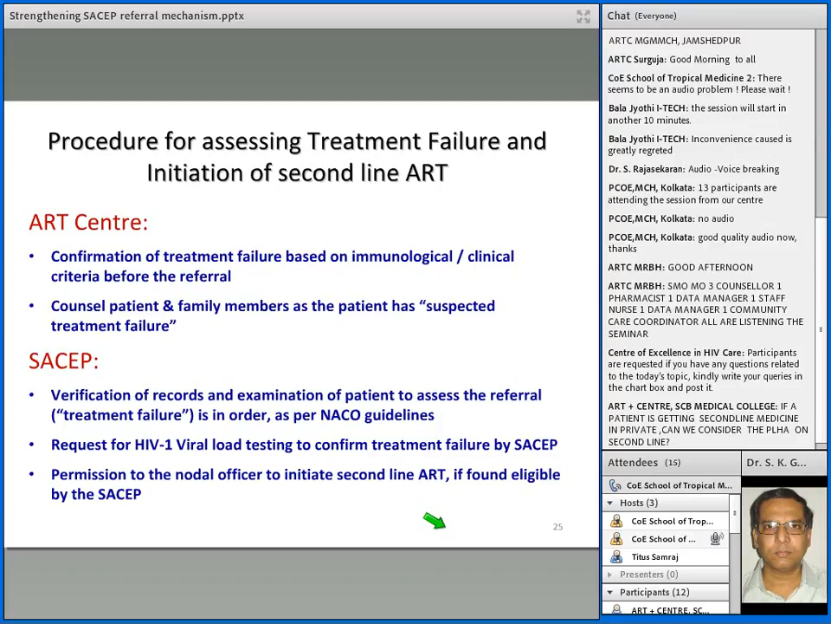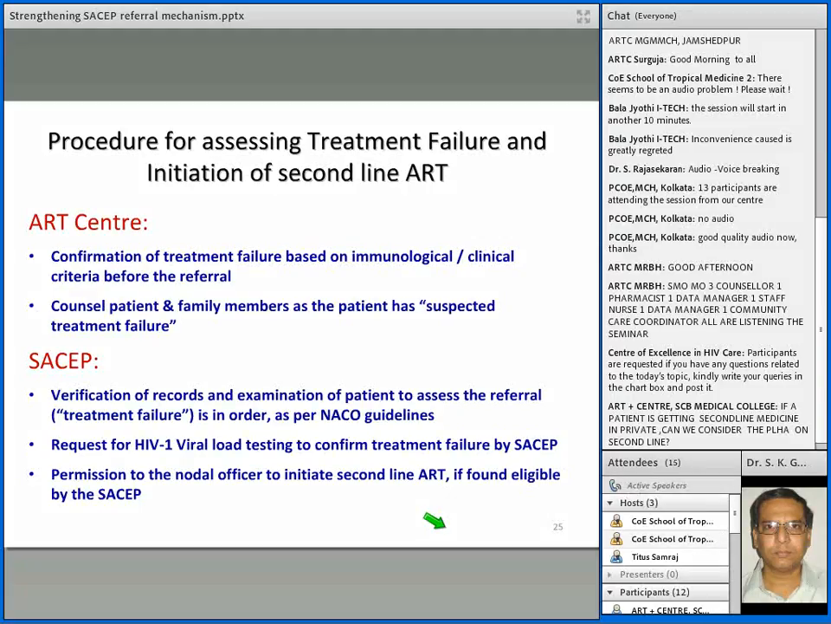certain points that they need to be counselled about, and what the limitations are, and they need to consent for home visits and shared extended confidentiality, all these issues. And whatever government second line drugs are there, the patient needs to consent that he or she might have been given raltegravir or maybe darunavir, ritonavir as a second line, but those drugs are not available in the program. So whatever government second line is available, the SACEP experts will decide the regimen. I think that will clarify your question.